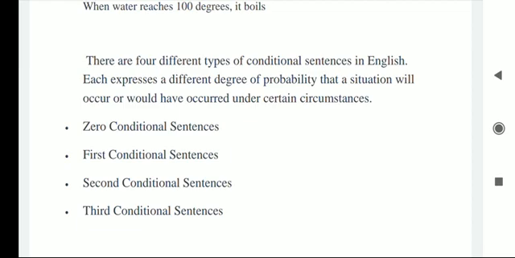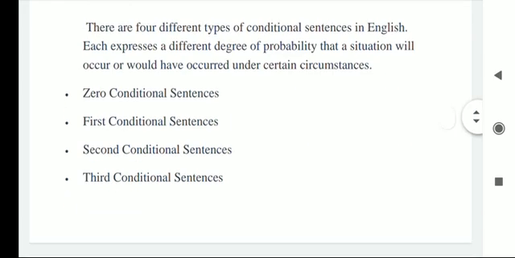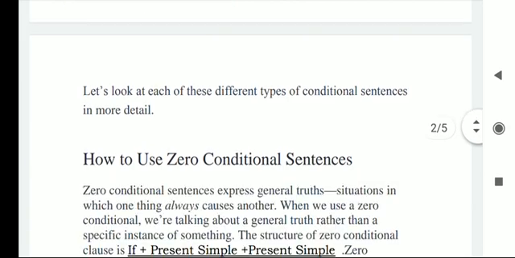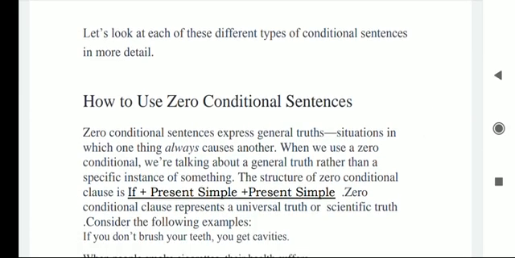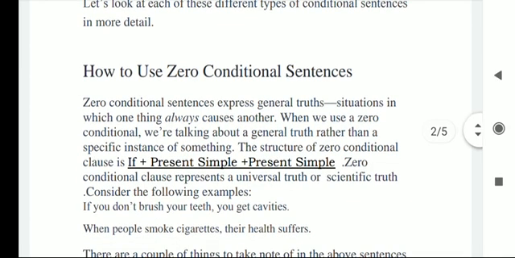The four different types of conditional sentences are zero conditional sentence, first conditional sentence, second conditional sentence, and third conditional sentences. Now let's look at each of these different types of conditional sentences in more detail. How to use zero conditional sentences.